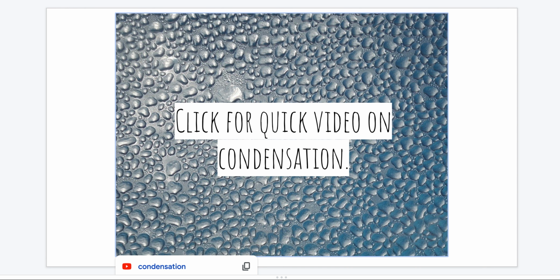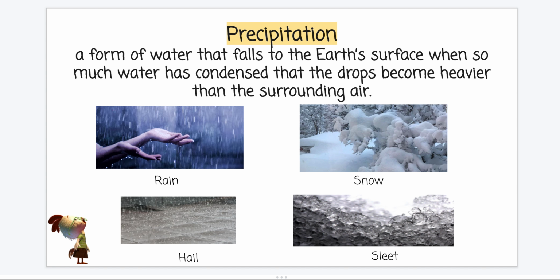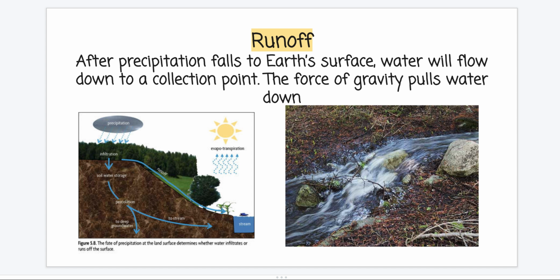Very cool. Okay. So we've seen that happen before, I'm sure. All right, next is precipitation. We talked about this last week. This is just whatever form of water that falls to the Earth's surface. And this is so much water has condensed, so much water has gathered up that they become very heavy and they have to fall down. And whatever temperature the air is depends on what kind of precipitation you get.